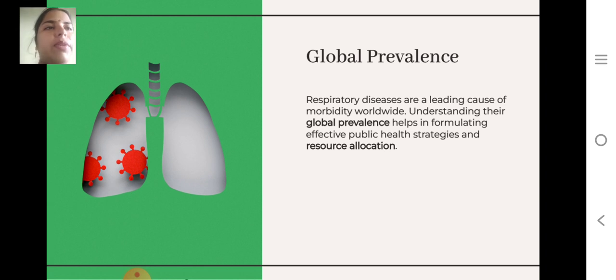Next is the global prevalence. Respiratory diseases are a leading cause of morbidity worldwide. Understanding their global prevalence helps in formulating effective public health strategies and resource allocation.